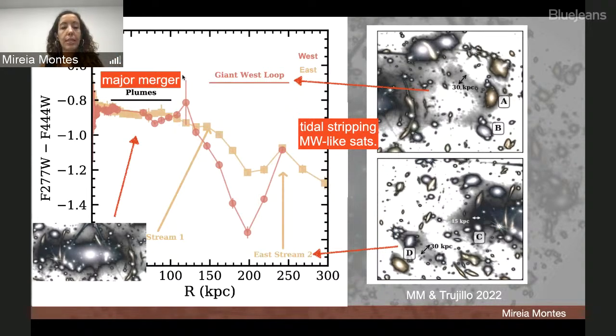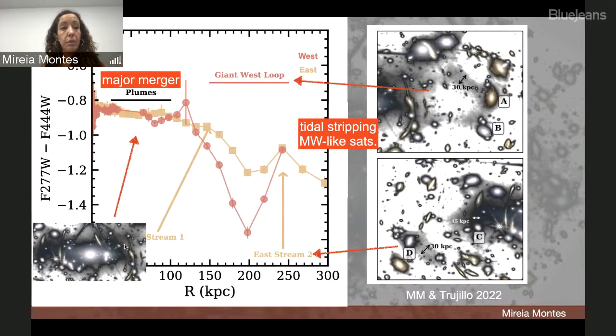So, what we can see is that in the inner parts, the process sending stars to the intracluster light is a major merger, as you can see here by the plumes in the image, and also by the flat gradient in the colors. The major merger is a 1-to-3 merger of the BCG, or the brightest cluster galaxy, with this companion, and I hope that you can see my cursor here. And this is what happens in the inner parts.